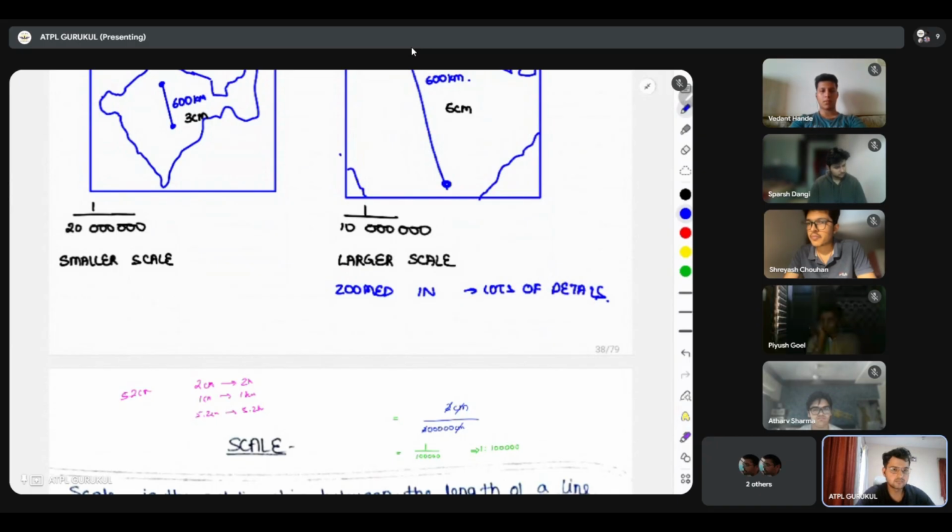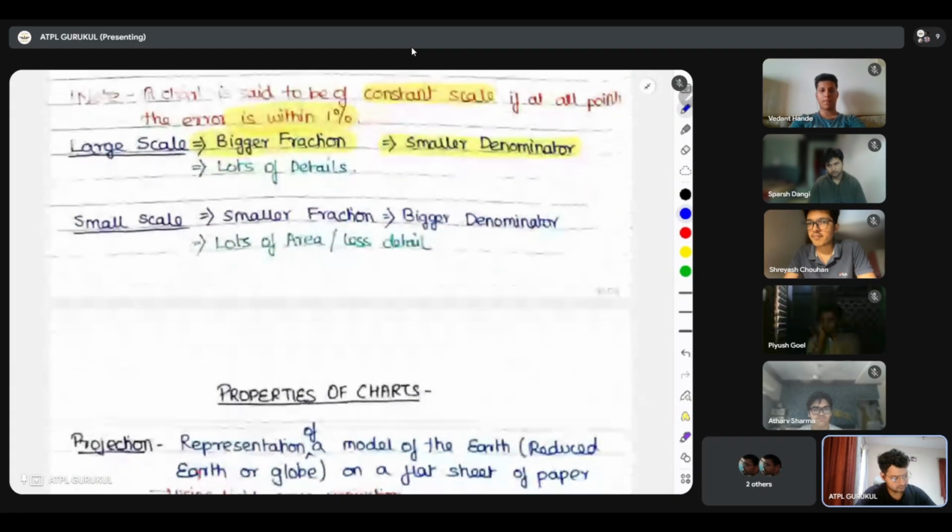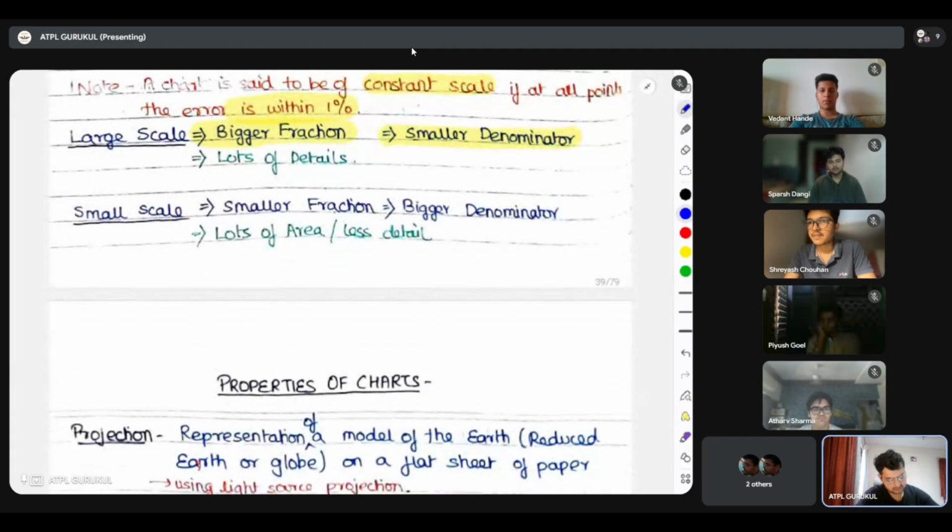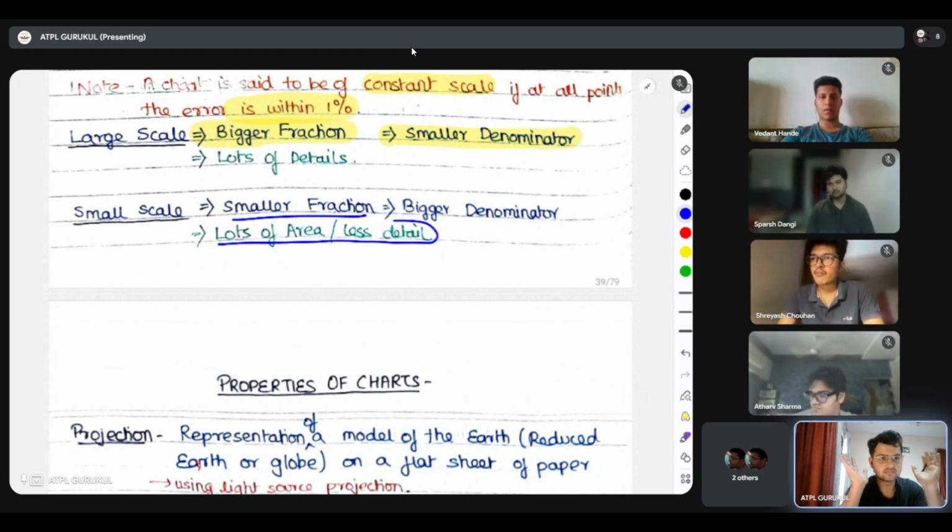Clear? Pakka? And smaller scale means smaller fraction, and the denominator is bigger. Lots of area, less detail. So larger scale will look bigger, while smaller scale will look smaller. Very simple. Any doubts? Any doubts? No?